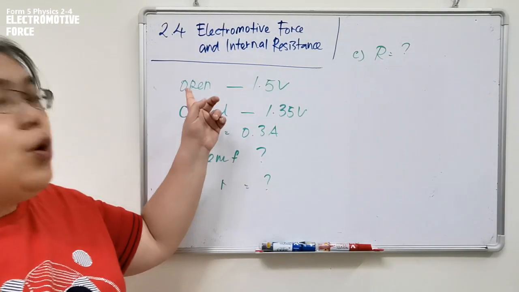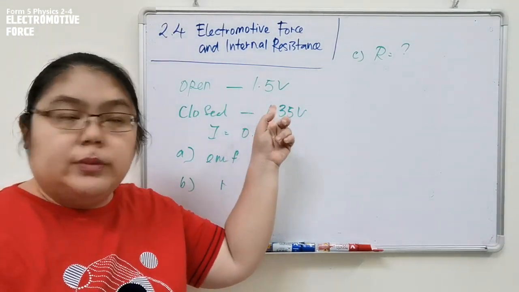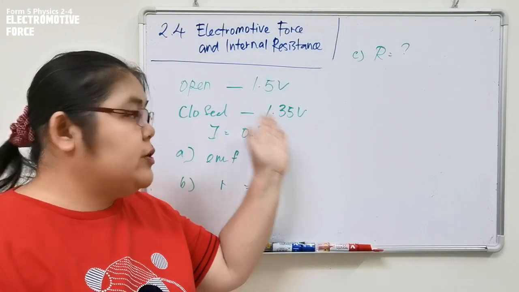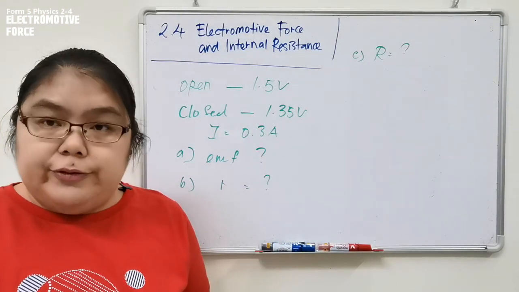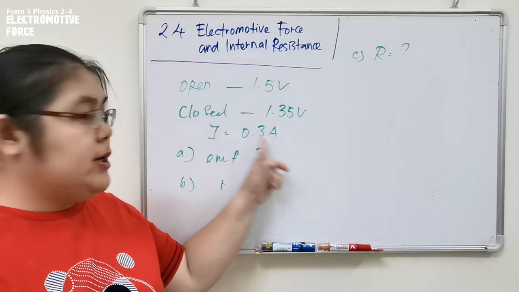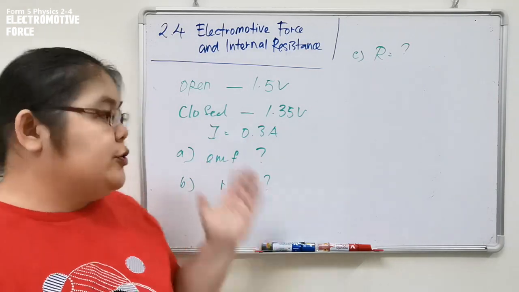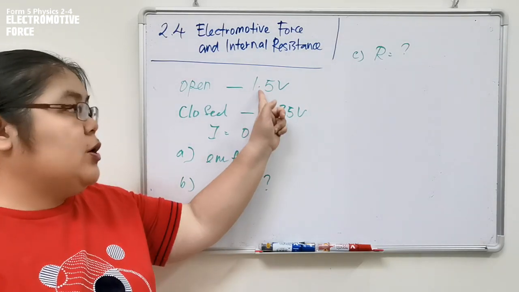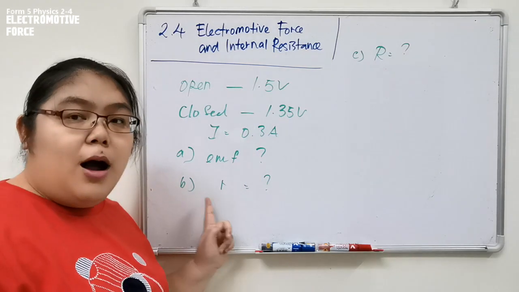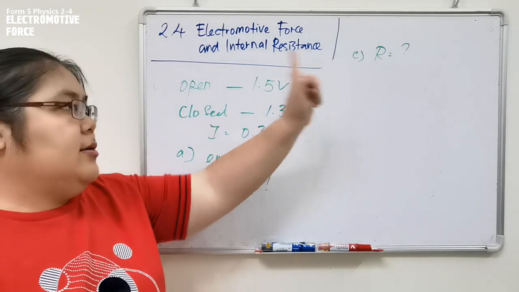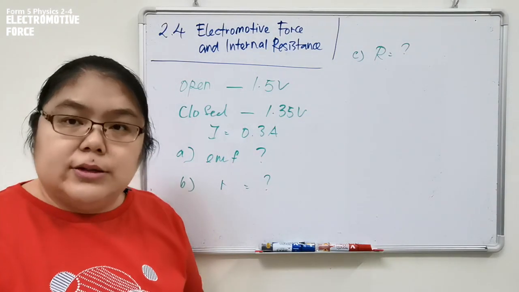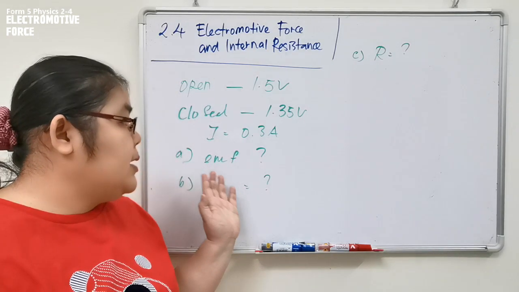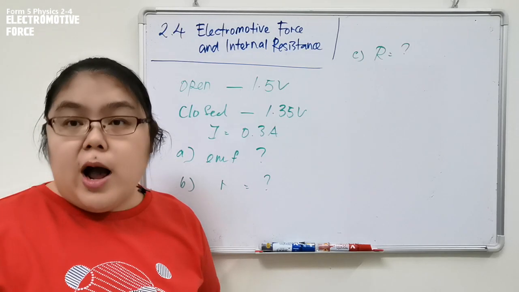The information: when the circuit is open, the voltmeter reads 1.5, which is clearly the EMF. When closed, it reads 1.35, which is the potential difference. When you close the circuit, the current becomes 0.3 ampere. Question A asks to find the EMF. The answer is 1.5. Question B: how to find the internal resistance. And the last one, how to find the external resistance. Students, you need to try to solve questions B and C before I show you the answer.